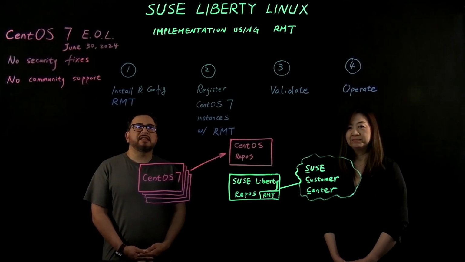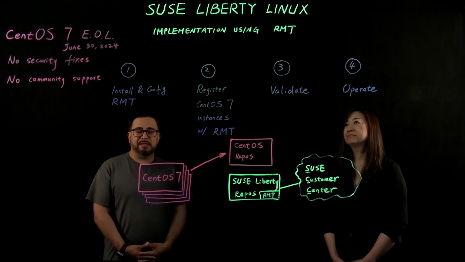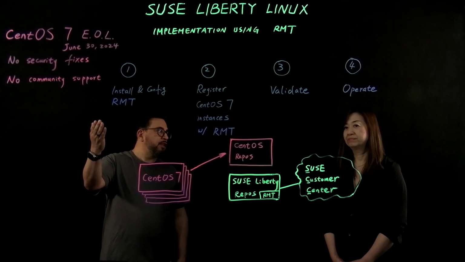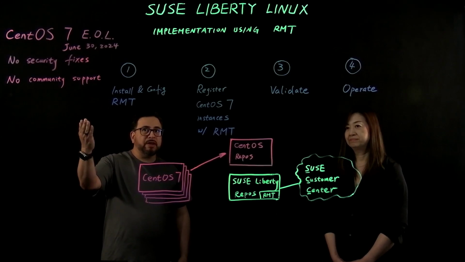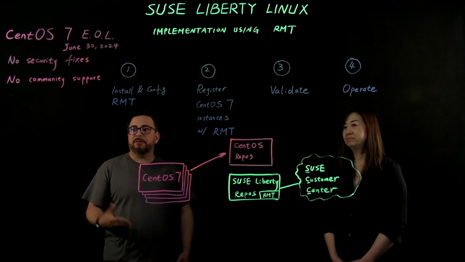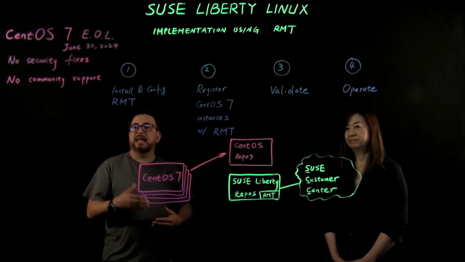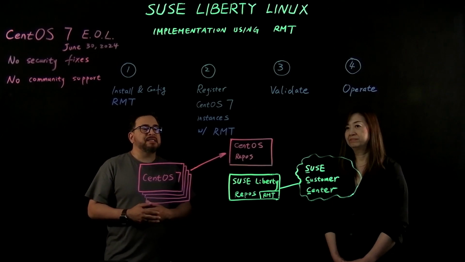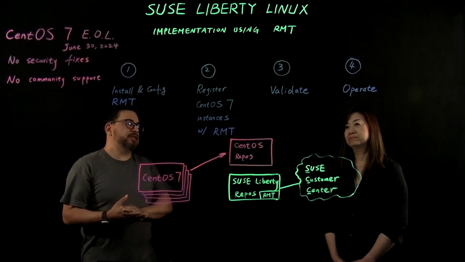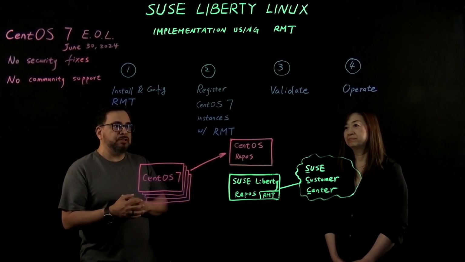Today this is the third video covering SUSE Liberty Linux on Amazon Web Services. In the first video we discussed the CentOS 7 end of life, which is June 30th, or was June 30th, 2024, and some of the issues that it created for customers using it, which is no security fixes and end of community support. In the second video, we discussed the different tiers of SUSE Liberty Linux and the 4 different offerings that customers can choose from.